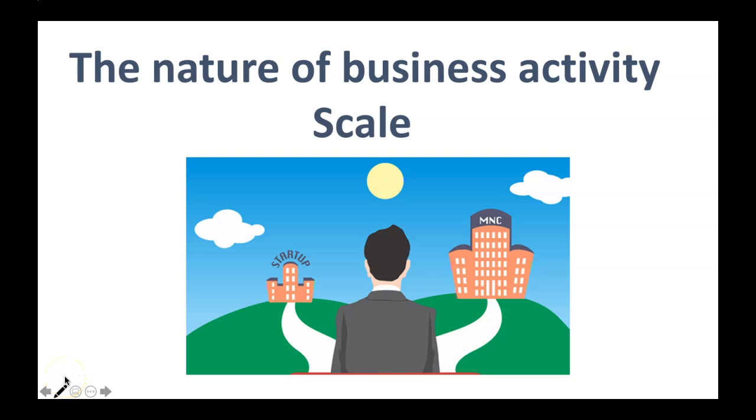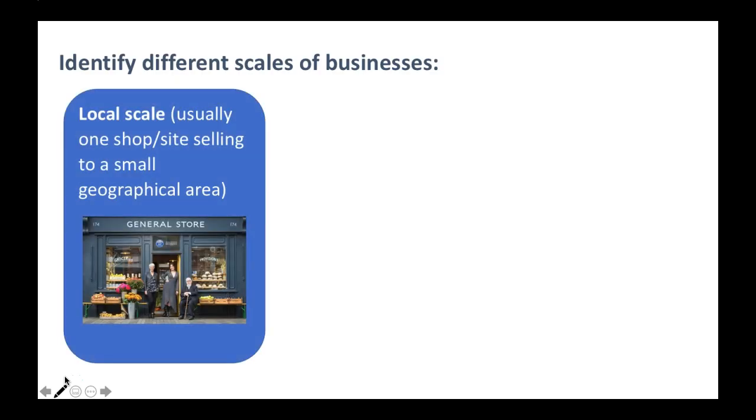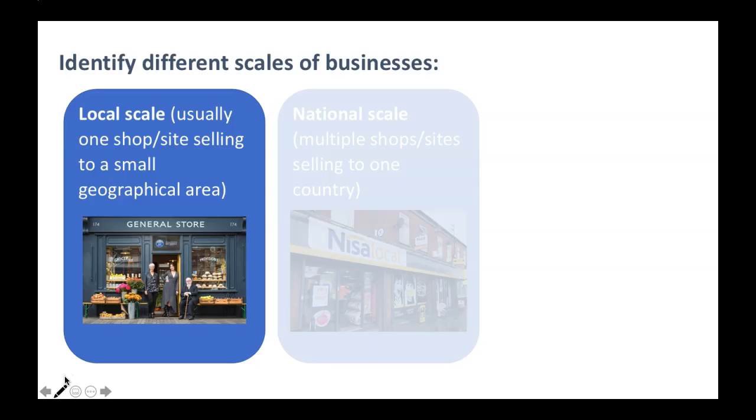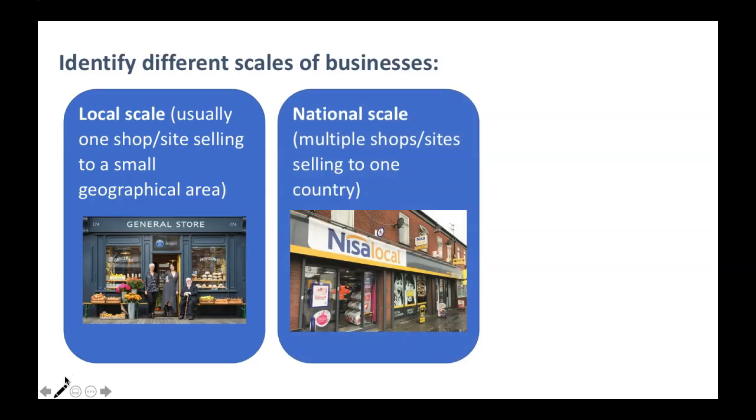We're looking at the nature of business activity and the scale of businesses. The three different scales that you have to know about are local. These could be found on your high street, just independent shops. They're usually one shop or one site selling to a very small geographical area. National scale would be multiple shops in one country.